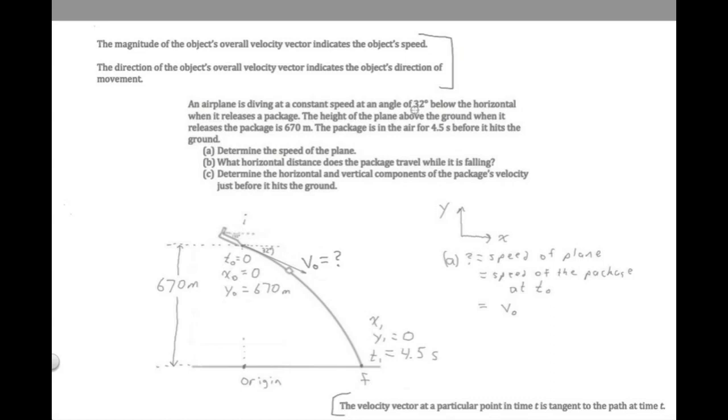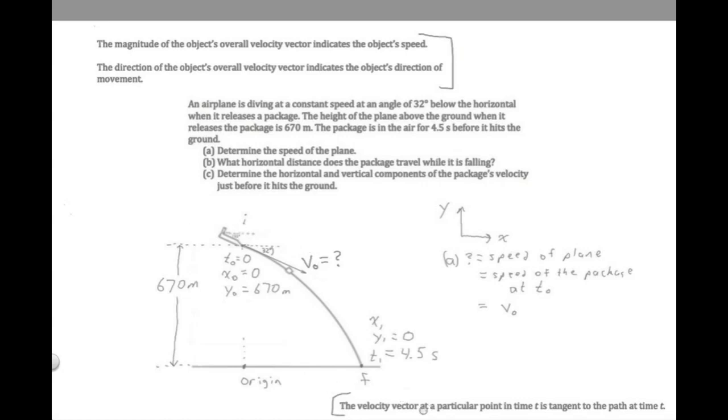The package is being carried inside the airplane. So while the package is inside the airplane, the package will move at an angle of 32 degrees. And then at the instant, at time 0, that the package is released from the airplane, it will still be moving at that angle of 32 degrees. And that direction of movement of the package at time 0 also gives us the direction of the velocity at time 0. So that's how I was able to build all of that into the sketch here.